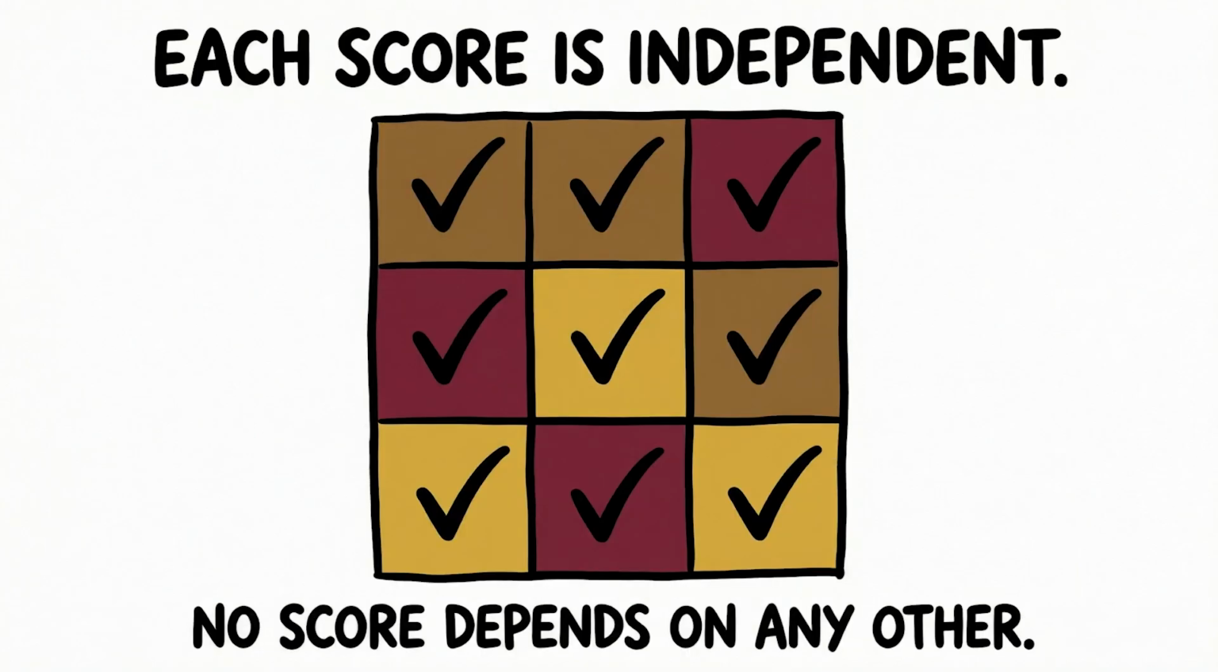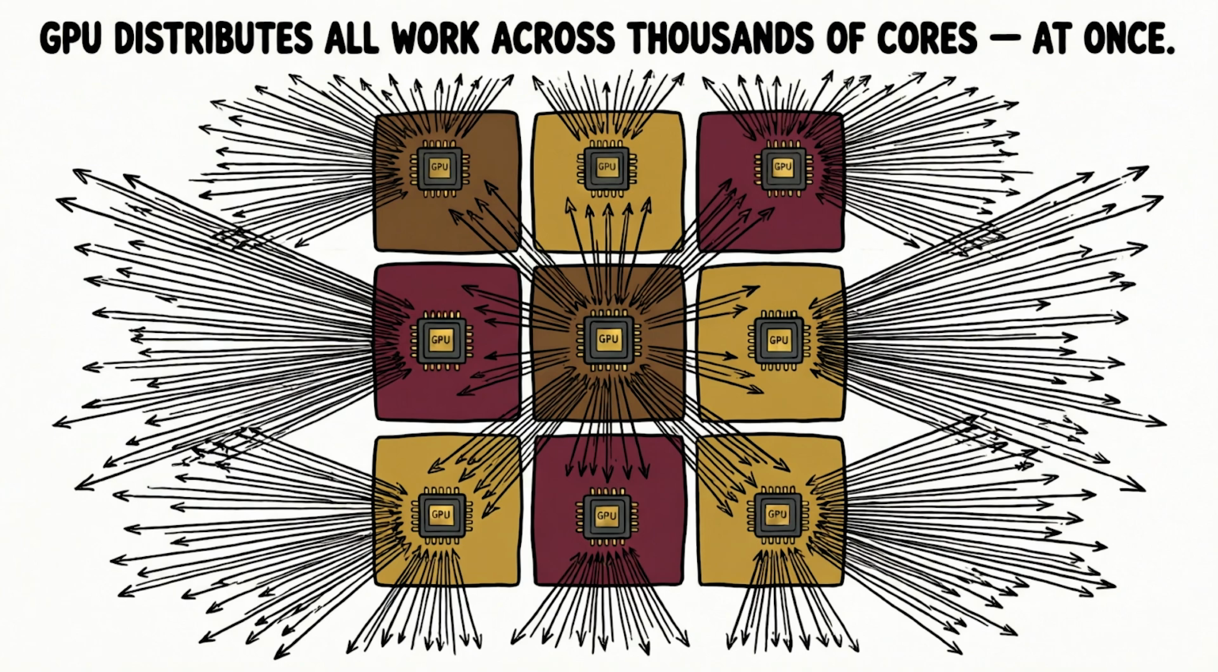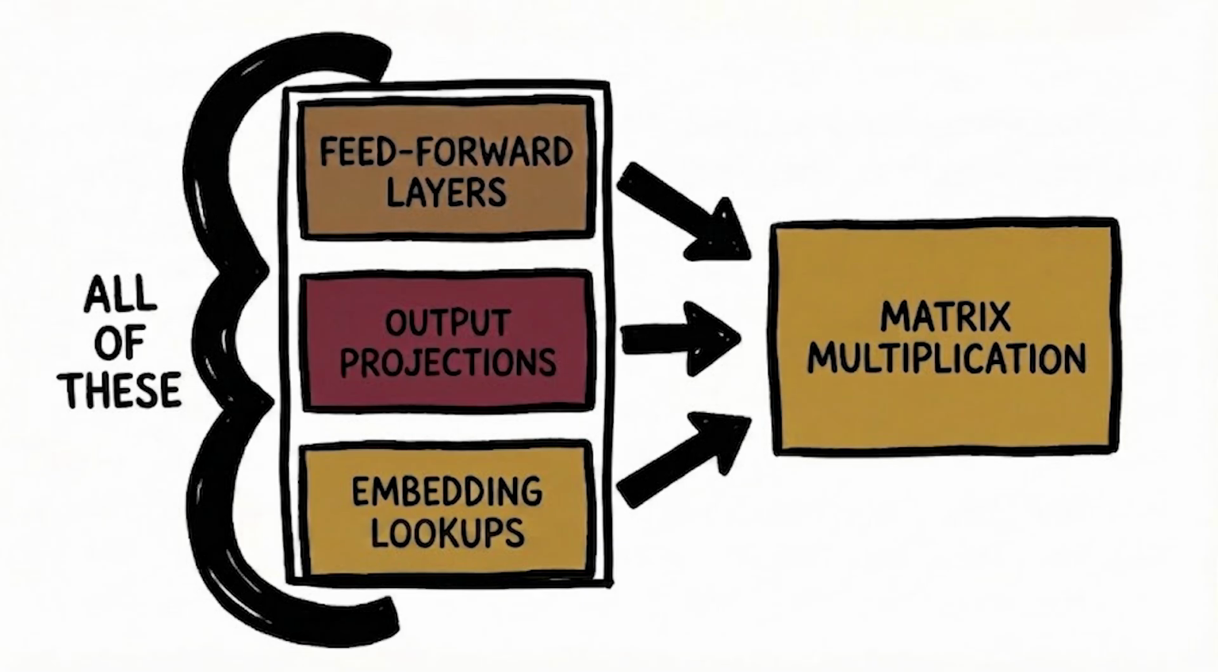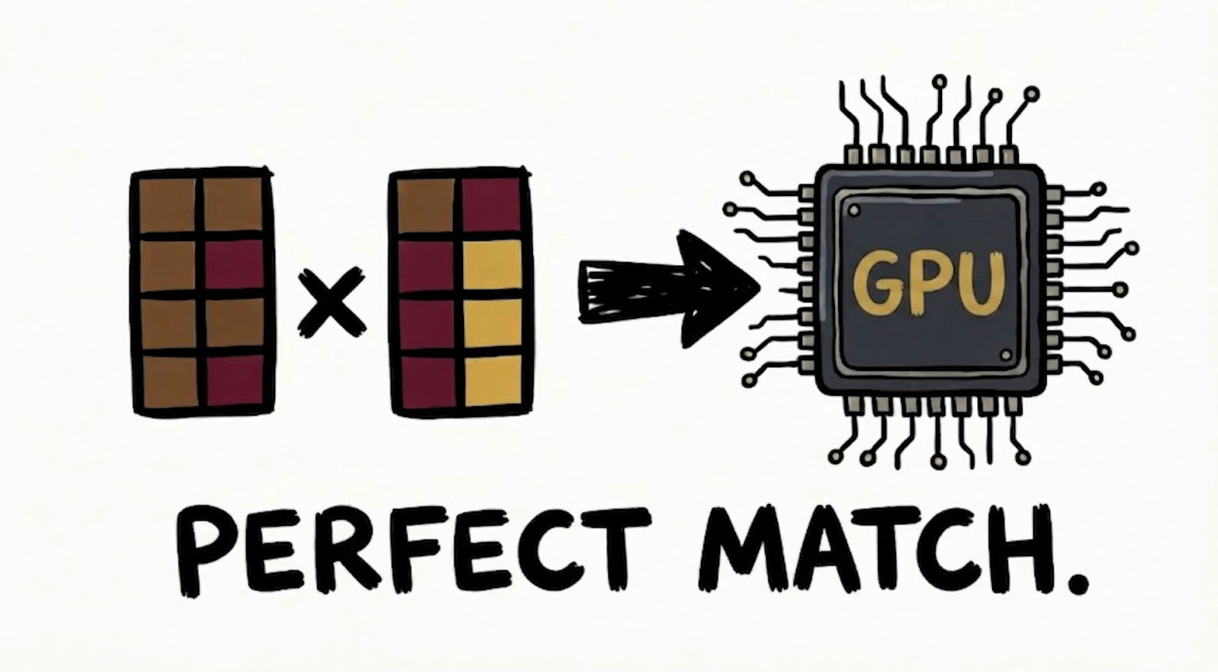Although this sounds computationally overwhelming, each score is independent of the others. That independence allows a GPU to distribute the work across thousands of processing cores, computing millions of comparisons simultaneously instead of one after another. The same pattern repeats throughout the architecture: the feed-forward layers, the output projection, and the embedding lookups are all reduced to matrix multiplication, and matrix multiplication is the exact operation GPU tensor cores were designed to accelerate.